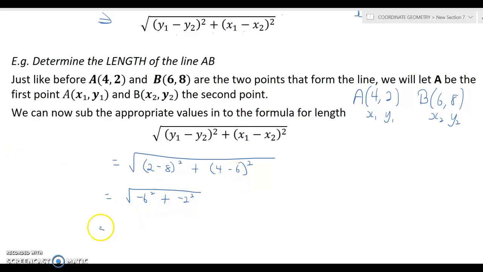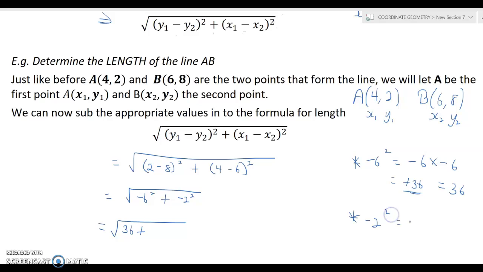Again, we're just going to simplify. I can do it to the side here. Minus 6 squared: you could use a calculator, but you will see it is minus 6 times minus 6, which is positive 36. So that's 36 plus minus 2 squared, which is 4. Our answer is 36 plus 4, which is 40. We put units because we weren't given any measurements. So the length of the line AB is the square root of 40 units.